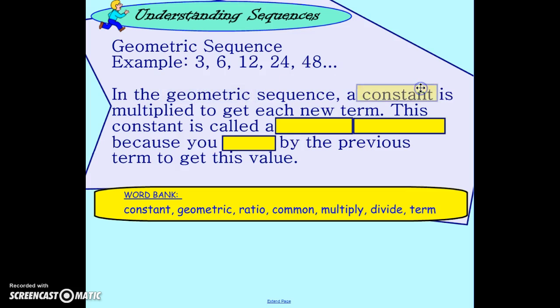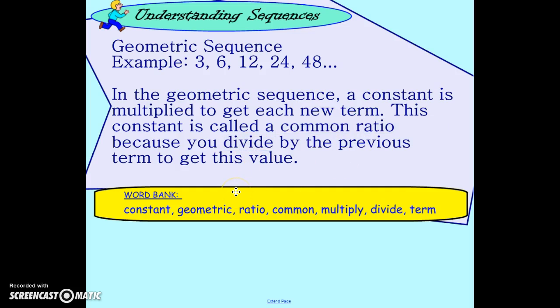However, in the geometric sequence, a constant is multiplied to get to each new term. This constant is called a common ratio because you divide by the previous term to get this value. So you can think about it as, what do I have to multiply to get to the next one? And if you're not sure, then just divide these two numbers. 6 divided by 3 is 2. So I'm multiplying by 2. My ratio is 2.